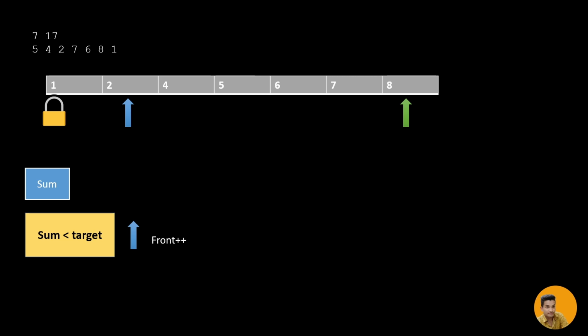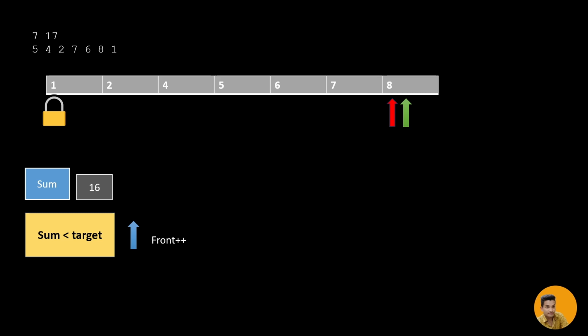So front will be increased. Again we will do the locking index, where the front is pointing, where the rear is pointing. So we will do again 8 plus 4 plus 1, which will be 13, which is still less, so we will increase front, and we will keep on doing this. Here it is 14, less, increase, 15, less, increase, 16, it is still less, again we will increase, and here the sum would be 8 plus 1 is 17.